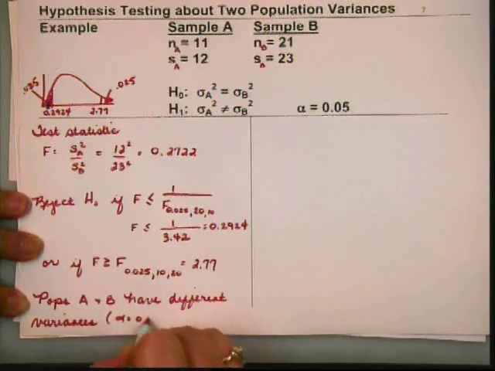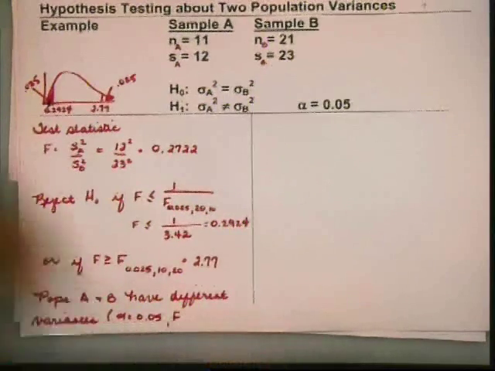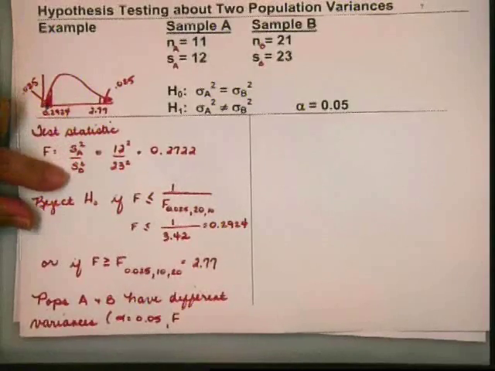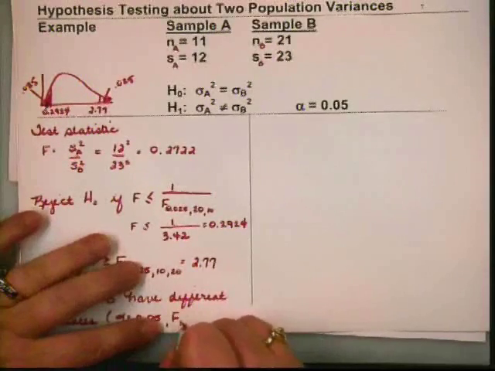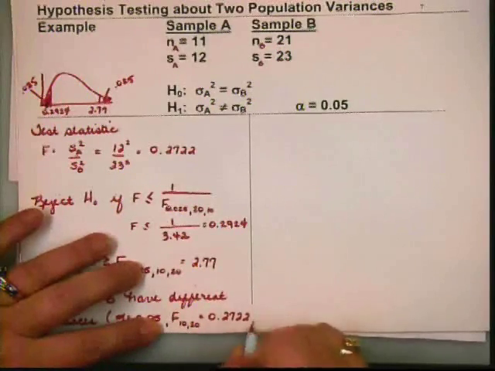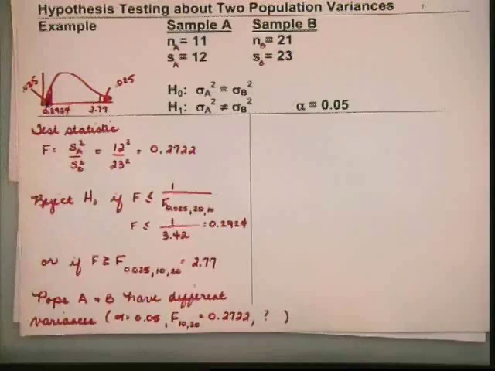Alpha equals 0.05. Our calculated value of F, with 10 numerator and 20 denominator degrees of freedom, was 0.2722. And we have to be able to write a p-value. We'll get to that in just a little bit. Is everybody okay with what I did so far?